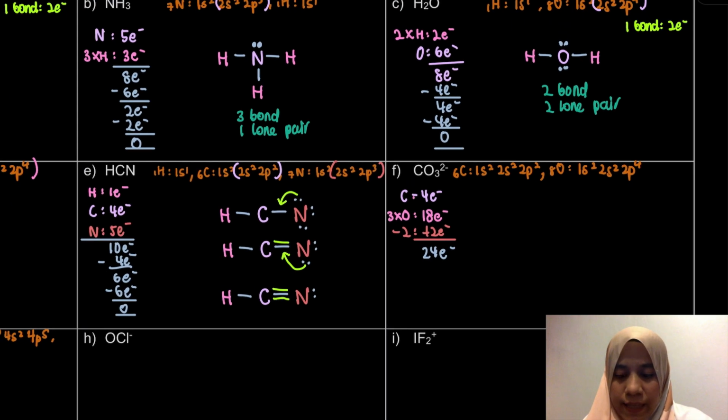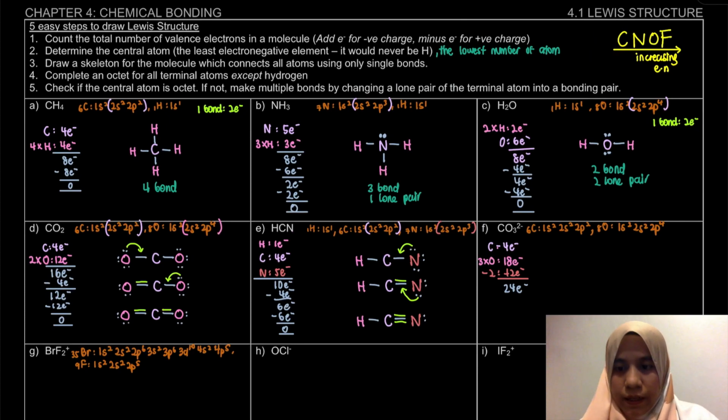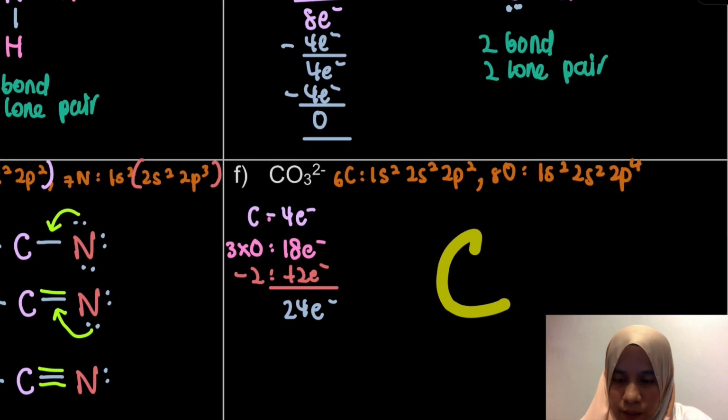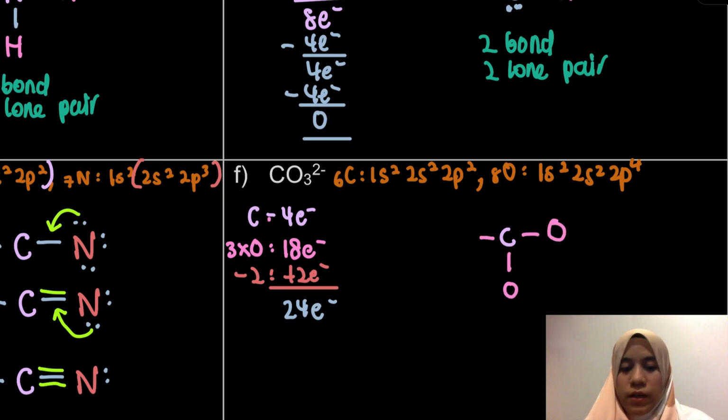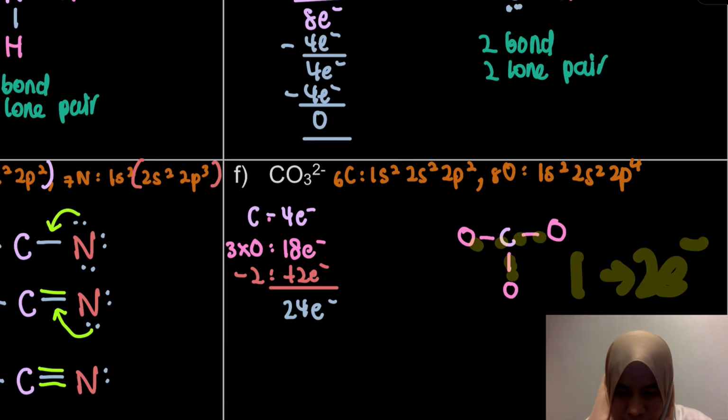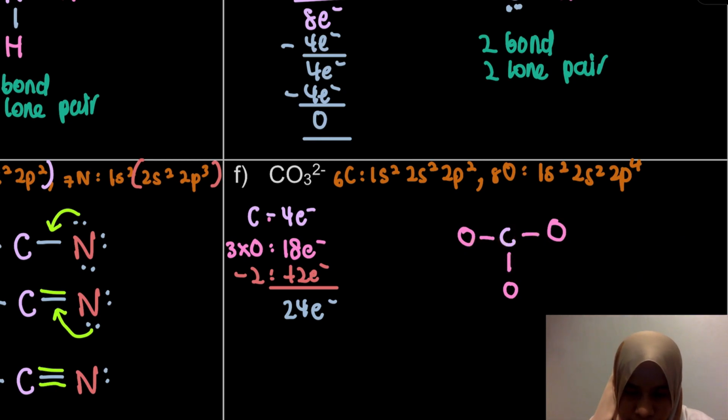Okay, next is the center. Again, center ni sebenarnya senang. The lowest number of atom. Dalam kes ni, 1 carbon, but we have 3 of our oxygen. The lowest number carbon lah. So, carbon jadi center. And then dia ada 3 oxygen. Remember, 1 bond ada 2 electron. So, 1, 2, 3, 4, 5, 6. Minuskan dengan 6 electron. Okay, next, then we have 18.